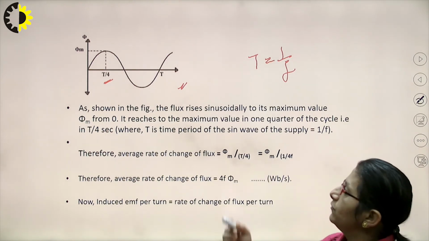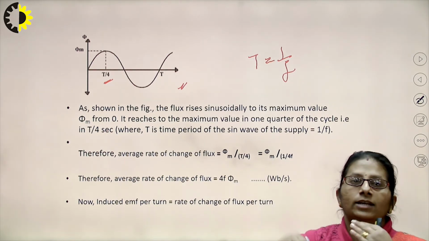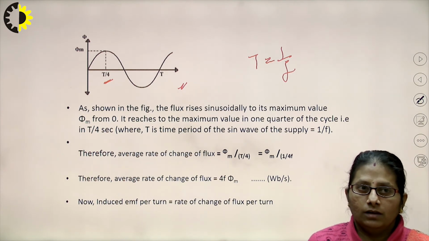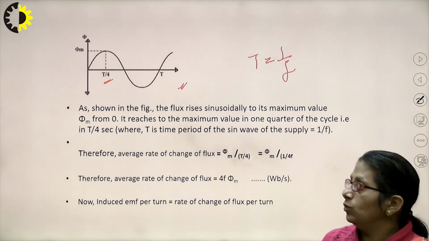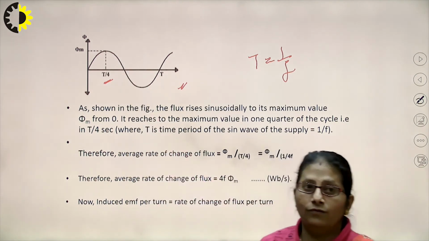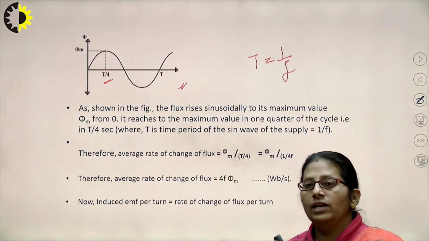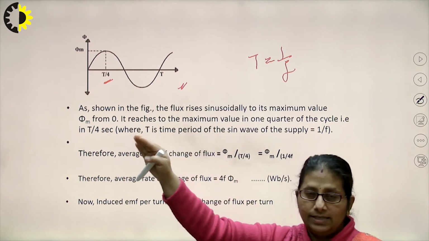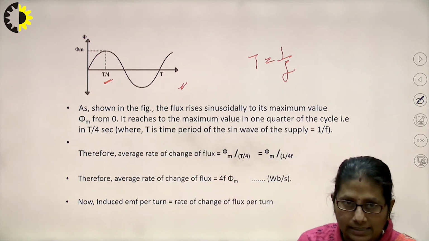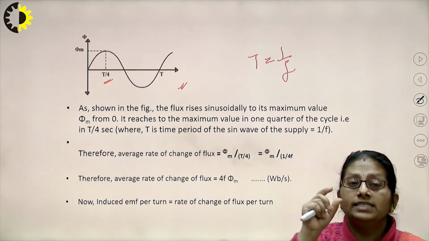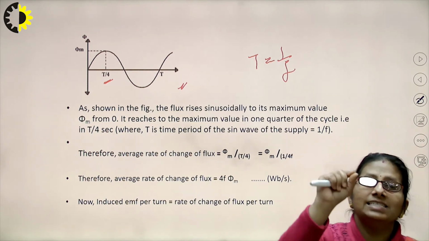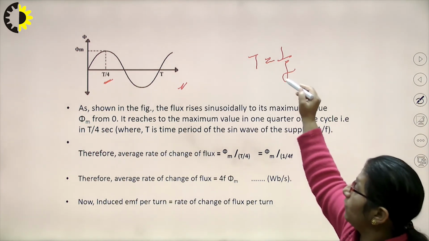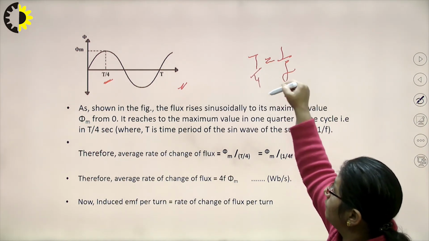As shown in the figure, the flux rises sinusoidally from 0 to its maximum value phi m. It reaches its maximum value in a quarter of the cycle, that is in T by 4 seconds, as I told you, where T is the total time period of the sine wave, that is 1 upon f. So T by 4 has to be 1 by 4f.